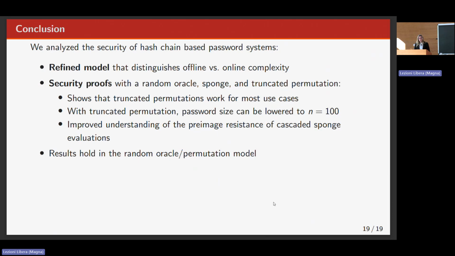For the sponge, the results that we have also allow us to increase the applicability. But admittedly, this result is a bit more theoretical. It actually allows us to understand a bit better what the pre-image resistance of the sponge is when you have cascaded evaluations. And of course, all of the results here hold in the random oracle or random permutation model.